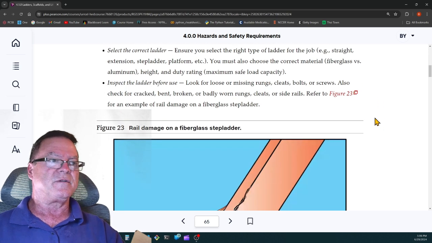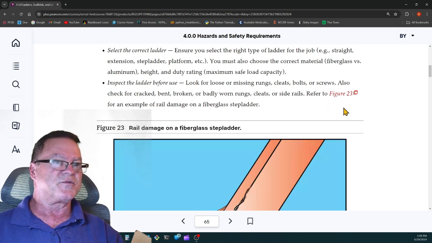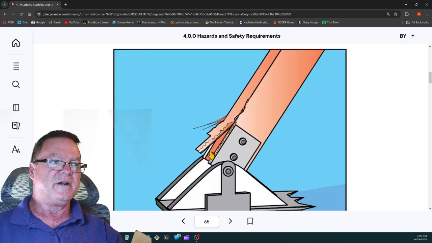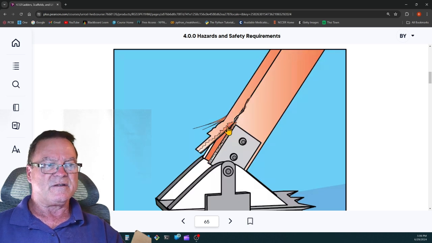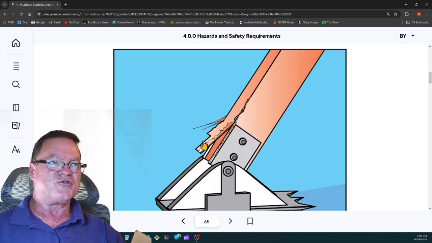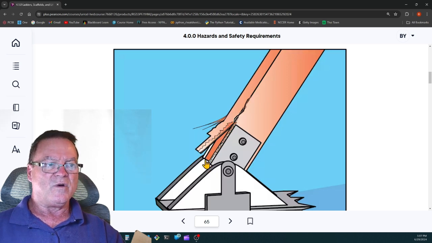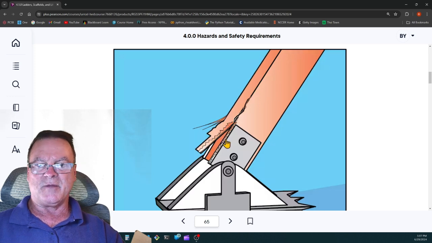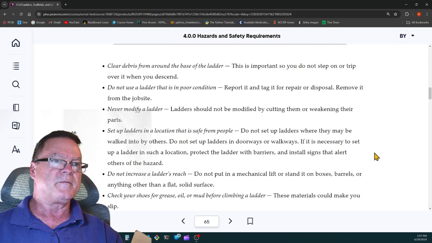Inspect the ladder before use. Look for loose or missing rungs, cleats, bolts, or screws. Also, check for cracked, bent, broken, or badly worn rungs, cleats, or side rails. Refer to Figure 23 for an example of rail damage on a fiberglass ladder. It's sun-baked and it's been abused. It might have been dropped, but the fiberglass is starting to separate where it was adhered together to form the rail. So this ladder should not be used anymore. It should be cut up and thrown away, disposed of.